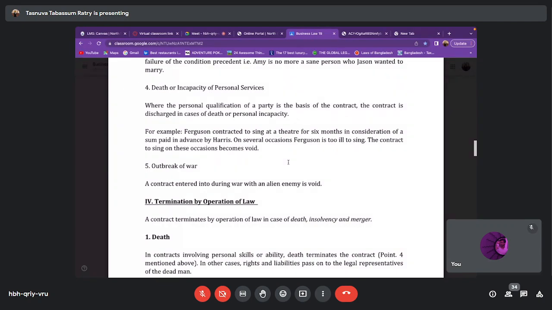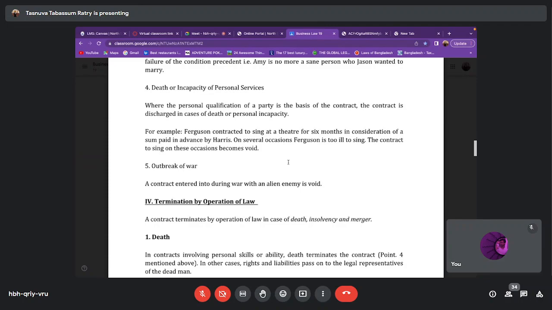or personal incapacity. So যেখানে পার্টিসরা তাদের পার্সোনাল কোয়ালিফিকেশনের জন্য কন্ট্রাক্টে এন্টার করা হয়, পার্টিসরা যদি যে কোনো কন্ট্রাক্টিং পার্টি যদি মারা যায় or তারা ইনকেপেবল হয়ে যায় ডিউ টু এনি মেন্টাল ইনক্যাপাসিটি or কোনো ফিজিক্যাল ইনক্যাপাসিটির কারণে, if they're unable to perform, the contract is usually discharged due to subsequent or supervening impossibility.